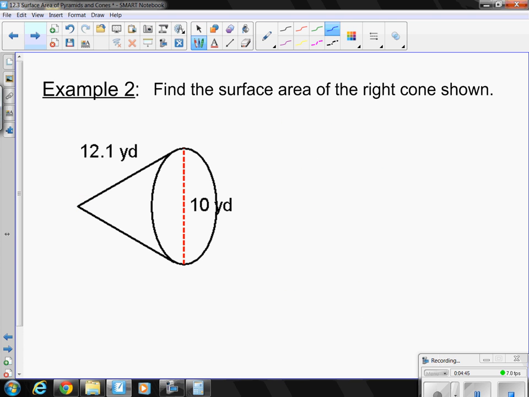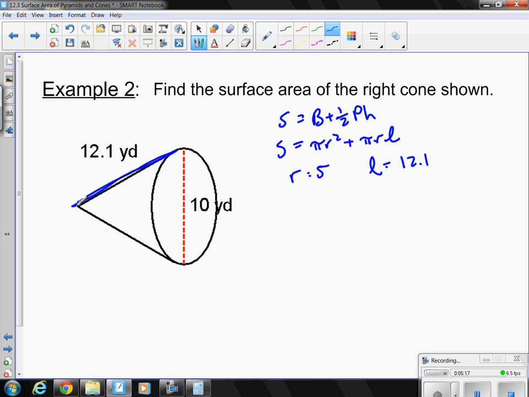Example 2, we'll use the formula for a cone. Base area plus 1/2 the perimeter times the slant height. I just remember one formula, but I can change the base into pi r squared. Perimeter is 2 pi r, which cancels with the 1/2, so I get pi r L. So I need to know r and L. r is 1/2 of 10, 5. L is 12.1. They gave me the slant height this time, not the actual height. And so I get to plug it in.